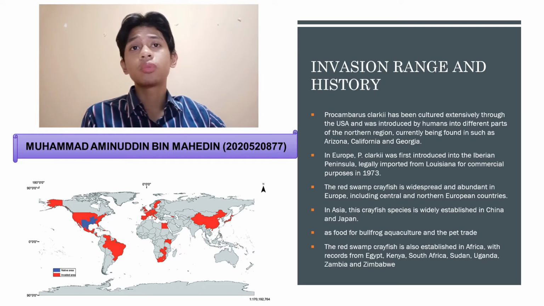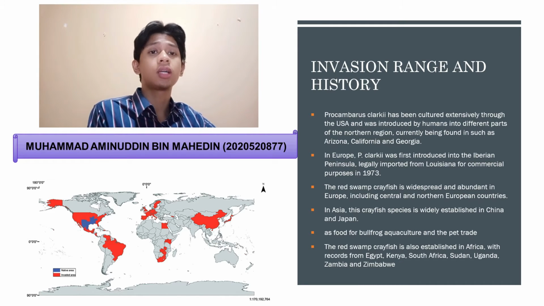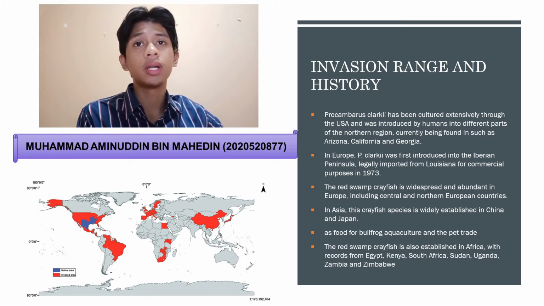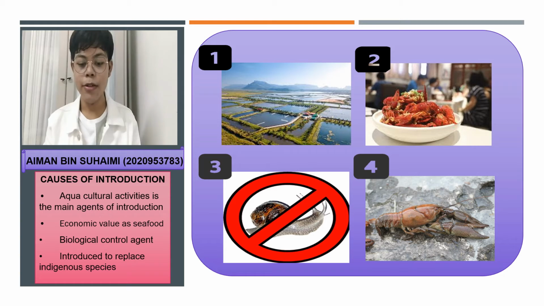And lastly, the red swamp crayfish is also established in Africa, with records from Egypt, Kenya, South Africa, Sudan, Uganda, Zambia, and Zimbabwe. We are going into detail about the causes of introduction. The main and very first cause is the aquaculture activities.